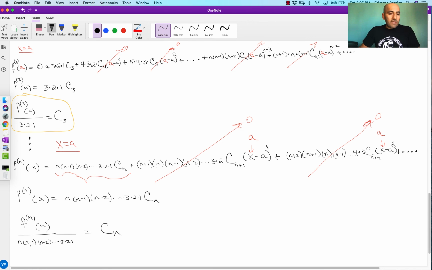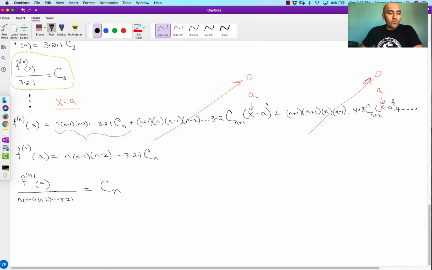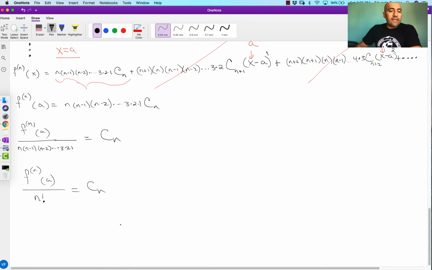And while this countdown here, 3 times 2 times 1, a better way to write that is 3 factorial. So a better way to write this would be n factorial. So this is the nth derivative of f evaluated at a, divided by n factorial, equals c sub n. Good? Okay, so let's put it all together.